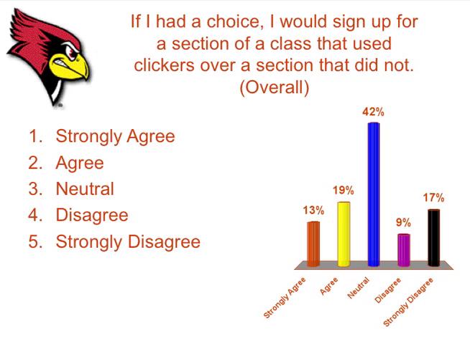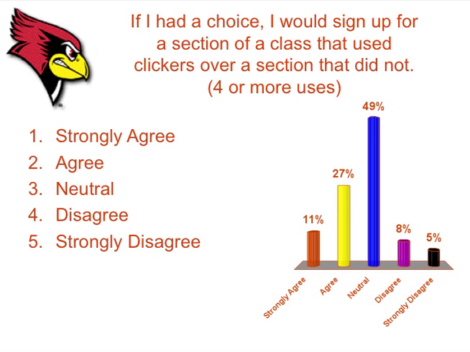There are a lot of things that go into whether students sign up for a class or not. So the fact that this isn't a determining factor isn't necessarily that surprising, but you can see the results do skew positively towards that. When you use them more often, it goes up to 38% agree that they would rather have a class that used clickers versus 49% neutral.